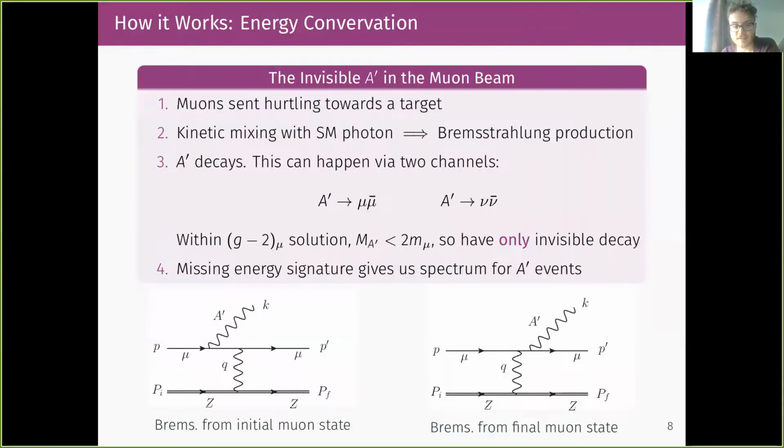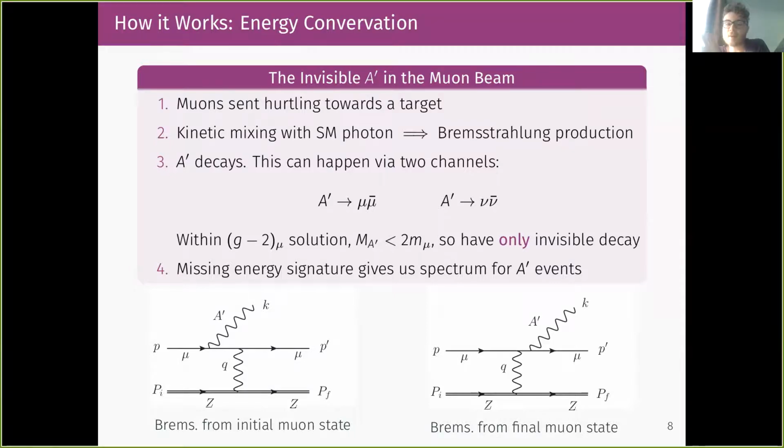So let's go. So first of all, we have our muon beams, which work by sending a muon beam hurtling towards this target. Some kinetic mixing with the standard model photon, that epsilon_x, gives us the production of the A prime through Bremsstrahlung radiation. That A prime is going to decay. It can decay principally into 2 channels, either into 2 muons or 2 neutrinos through an invisible decay. But because within the g-2 solution, the mass of the A prime is less than twice the mass of the muon, we only have to worry about the invisible decay.